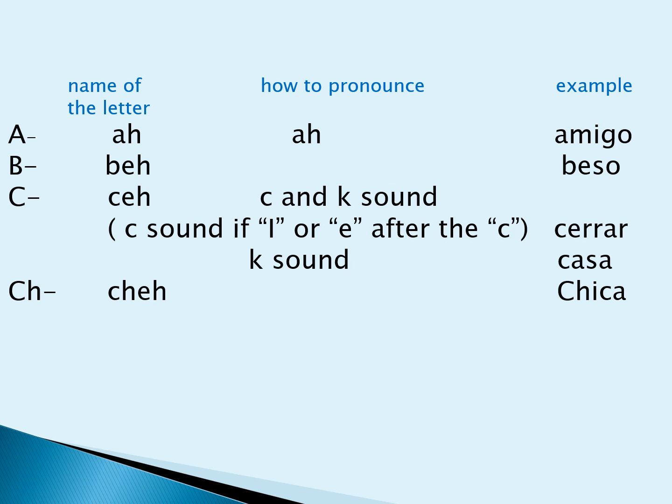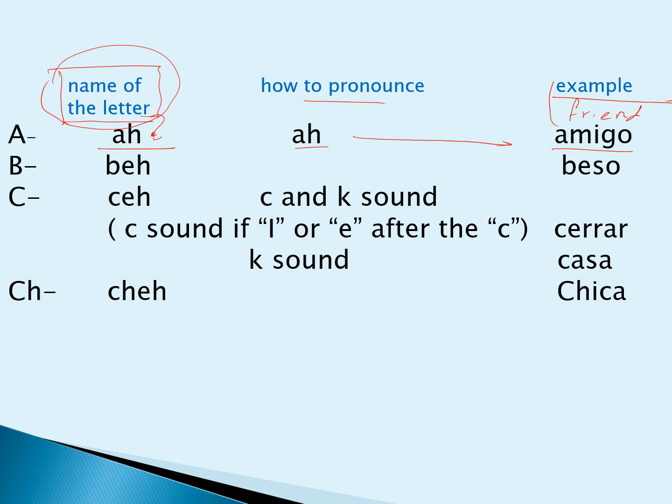The first letter, the name of the letter is A. This is letter A in Spanish. This is not the English A. For example, amigo. We learned already, amigo means friend. So pronounce it as amigo. A, always the A sound. Right.